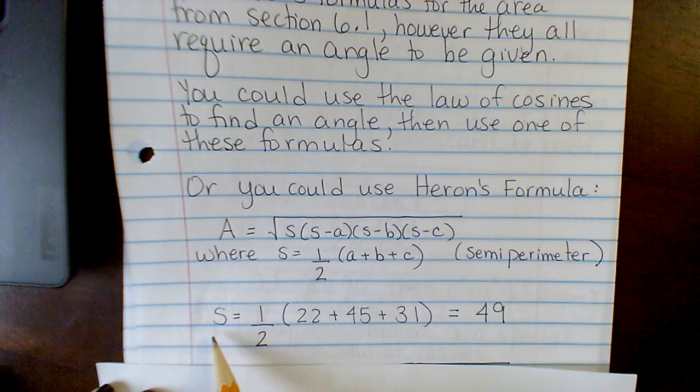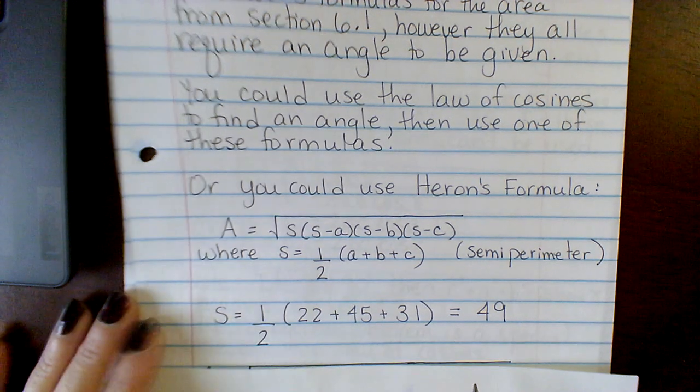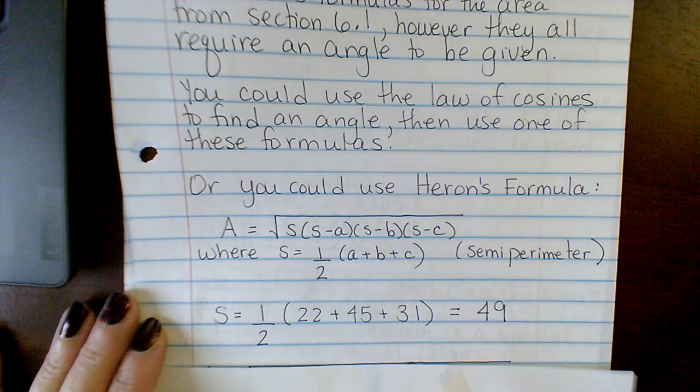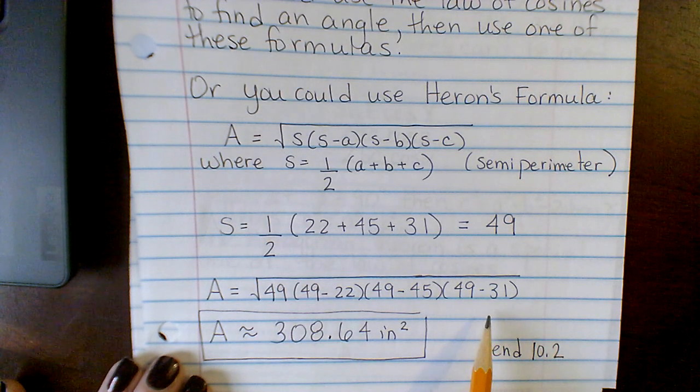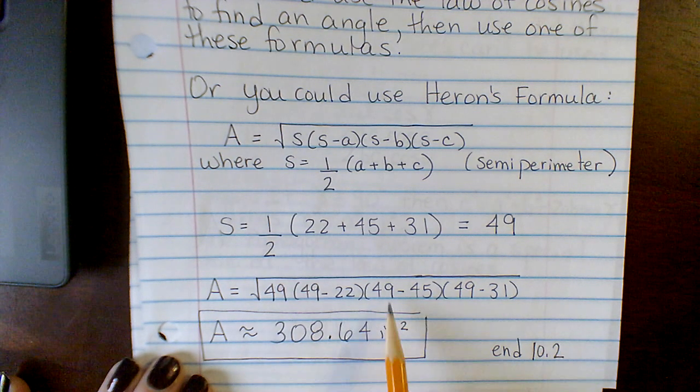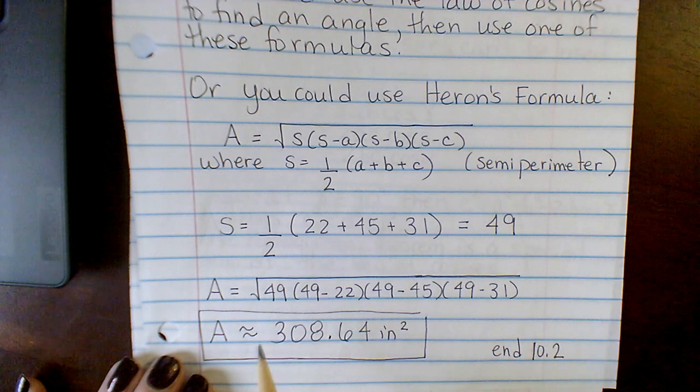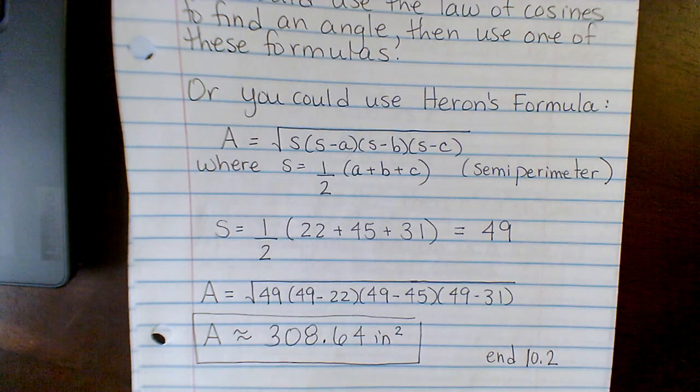First up, we got to find S. So it's half of the three sides. So our sides up here, for example, were 22, 45, and 31. Add them up, divide by 2, we get 49. And then we'll just do some quick plug and chug into Heron's formula. And you can type all this into the calculator exactly as it looks, or you can just type in this multiplication, get that answer, and then take the square root of that answer and get that 308.64.